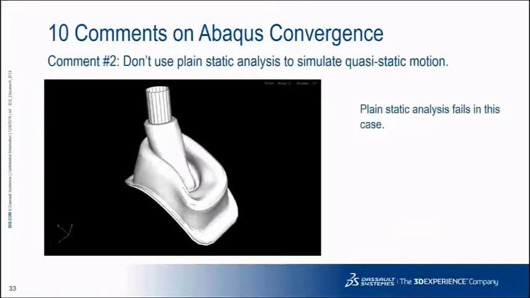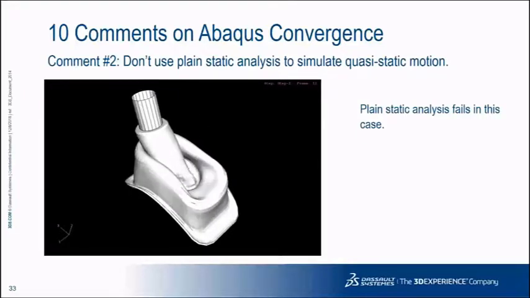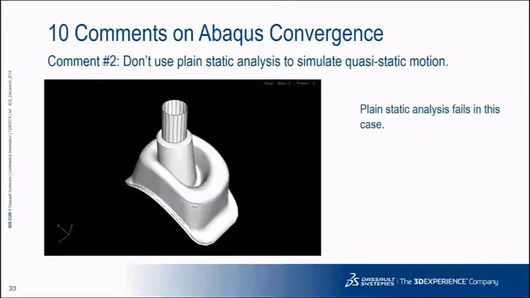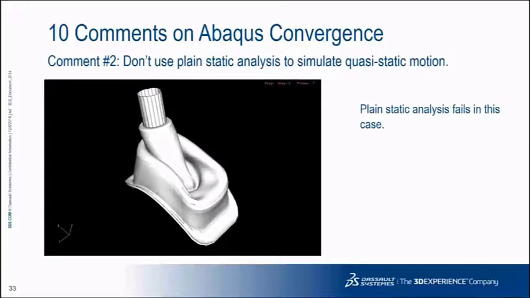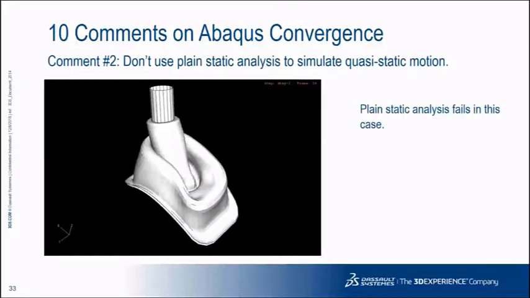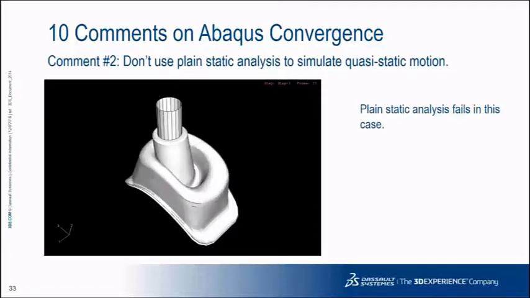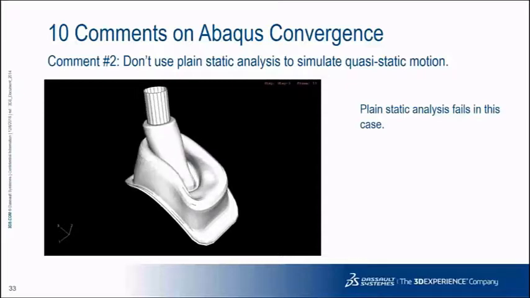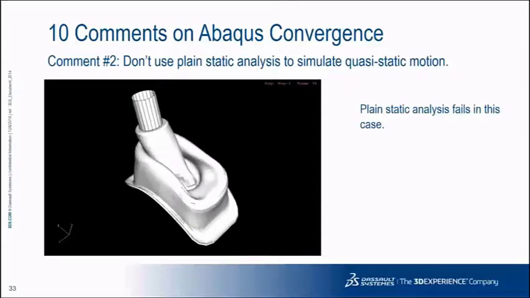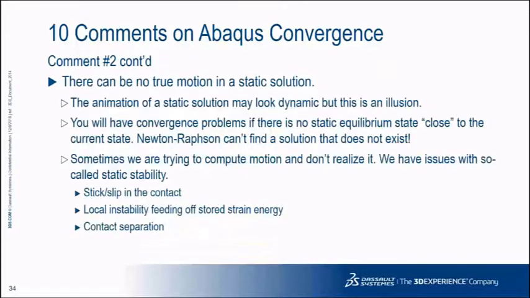Comment number 2: don't use plane static analysis to simulate quasi-static motion. In this example, this is a similar situation to my disk through the ring example. I'm moving a shifter and I have a little rubber boot, and I'm doing a range of motion study to see what the boot does when I move the shifter. Right away you would expect to have problems with a static analysis to do a simulation, which is basically called a motion study. There is no true motion in a static simulation.